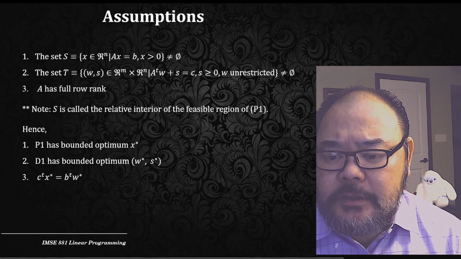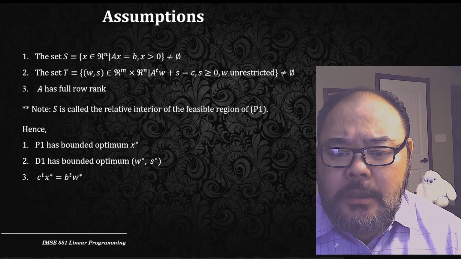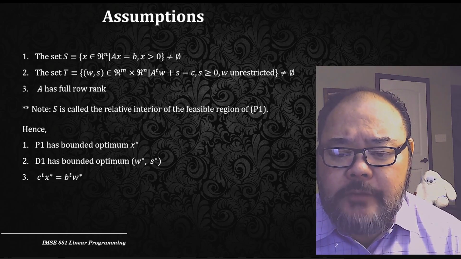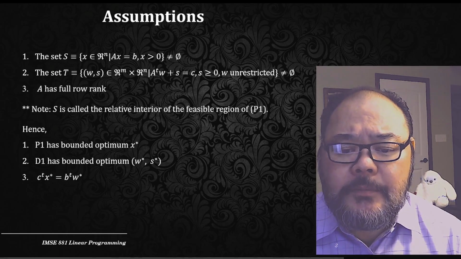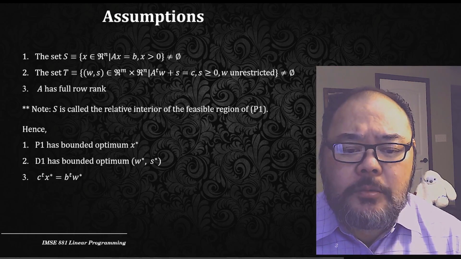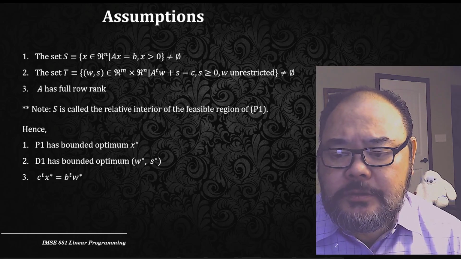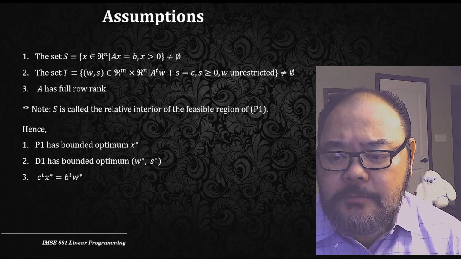The set T is the set of vectors omega and s belonging to m-dimensional Euclidean space times n-dimensional Euclidean space, because s is n-dimensional, satisfying the constraint A transpose times omega plus s equal to c, where the slack variable s is positive and the dual variable omega is unrestricted. We assume this set T is non-empty as well.